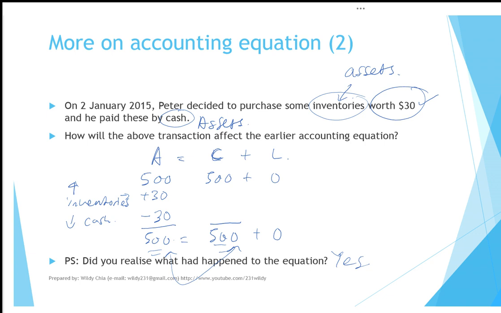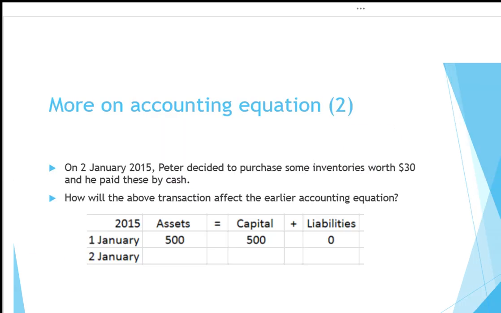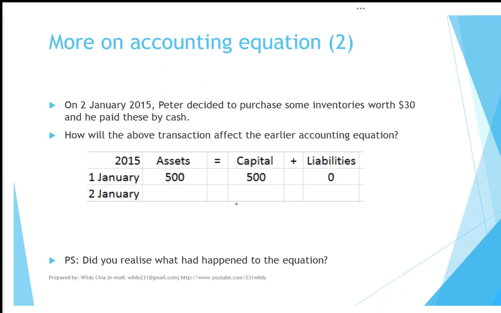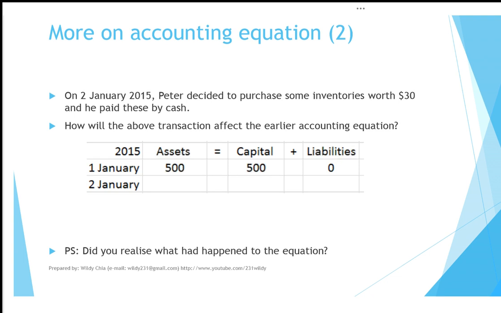Let's look at something a bit different. What happens if we change the example? Before we change the example, we are going to put the date here. Let's put some numbers here. This was what we realized on 2nd of January when he purchased the inventory. He purchased by cash.